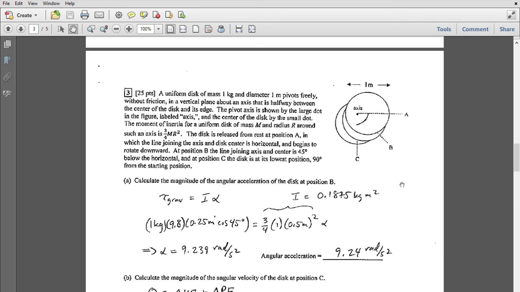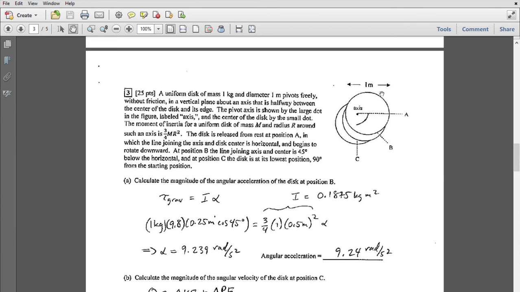3. A uniform disk of mass 1 kilogram and diameter 1 meter pivots freely without friction in a vertical plane about an axis that is halfway between the center of the disk and its edge. So we've certainly seen disks pivoting around their center. I think there was a homework problem where it pivoted around its edge. This is a different axis. Someone puts an axis perpendicular to the disk and it's halfway between the center and the edge along that certain direction. Okay? So there's where the axis is and it can move around it.